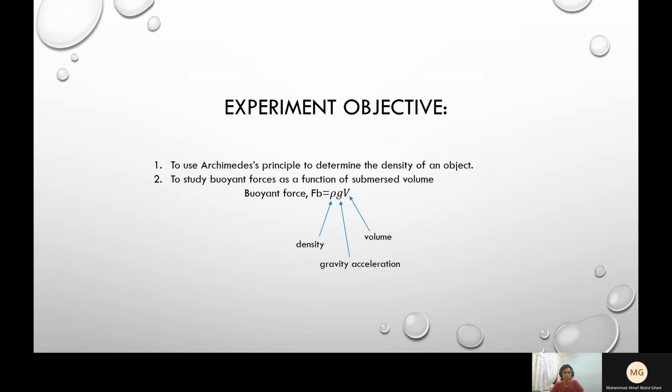The objective of our experiment is, first, to use Archimedes' principle to determine the density of an object, and second, to study buoyant forces as a function of submerged volume. Buoyant force is equal to the density times the gravitational acceleration times the volume of the water.